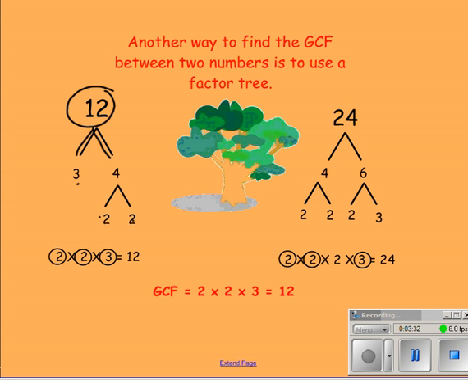In this case, they did 3 and 4. 3 is a prime number, so you cannot factor it out anymore. You don't factor that one down any more than that. 4 is not prime. You can do 2 times 2. 2 is prime, 2 is prime. So your factors are 2 and 3. It's 2 times 2 times 3.